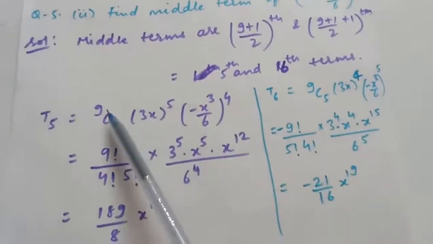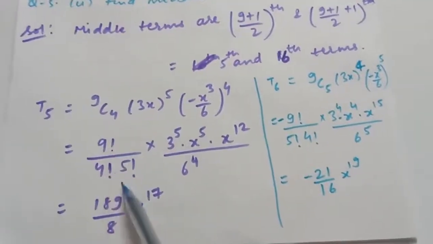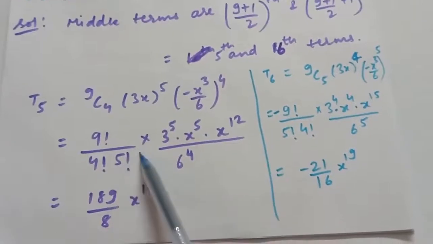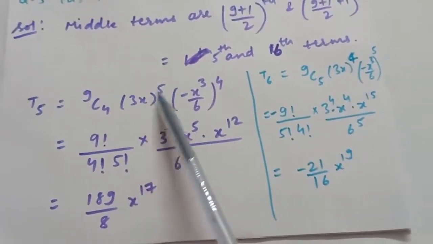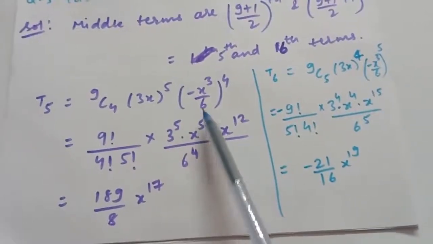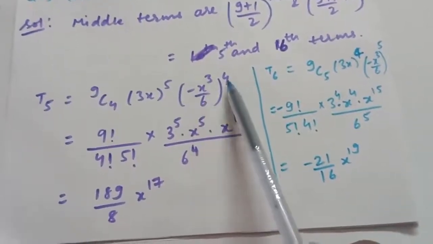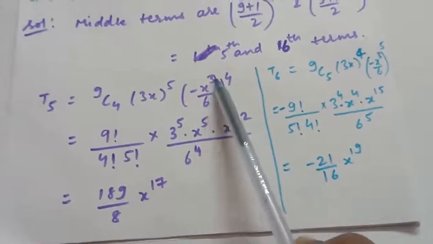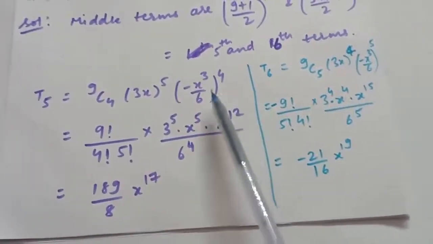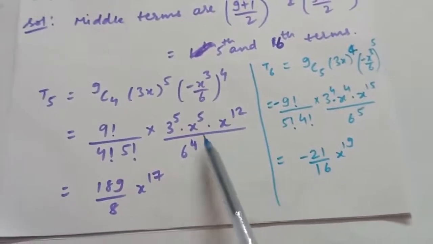Solving this, 9C4 is 9 factorial upon 4 factorial into (9−4), that is 5 factorial, into 3 raised to the power 5 into x raised to the power 5. Now this minus raised to the power 4 will be positive. (x³) raised to the power 4 is x raised to the power 12 upon 6 raised to the power 4.